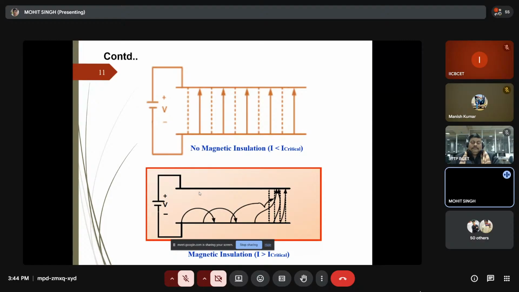The magnetic field is enough to bend the electron trajectories, and now they are bent such that they move parallel to the anode structure. They started moving parallel to the anode structure. They are drifting parallel to the anode structure, and the velocity with which they are drifting is called the drift velocity of the electron beam.